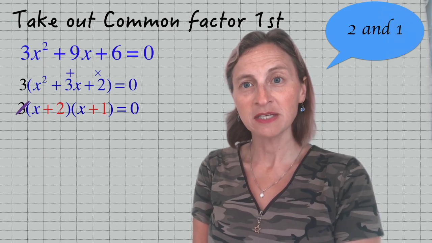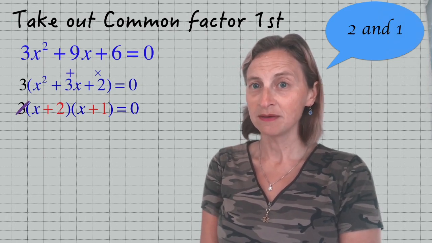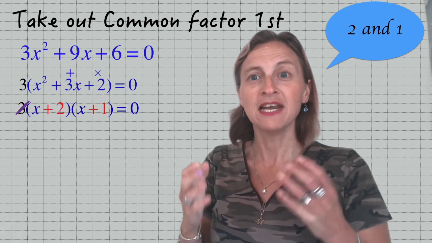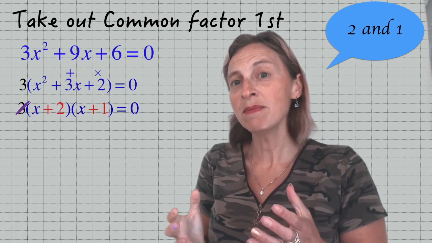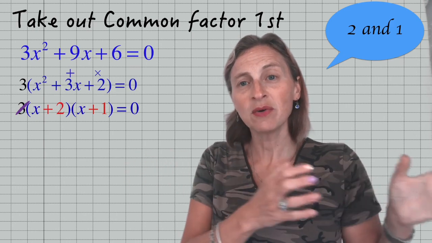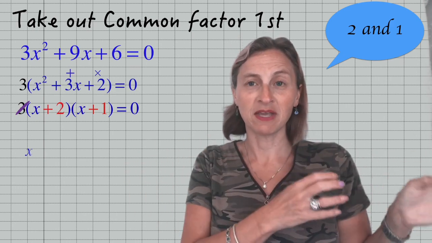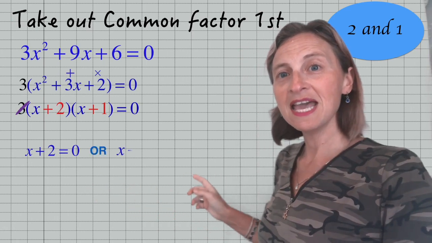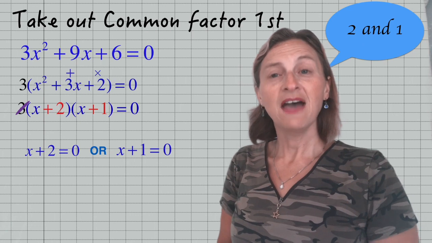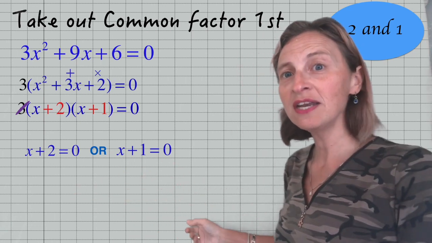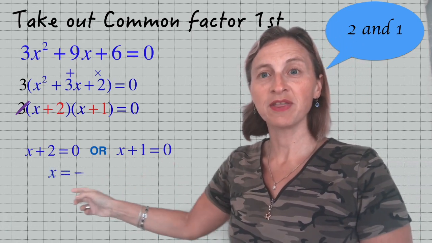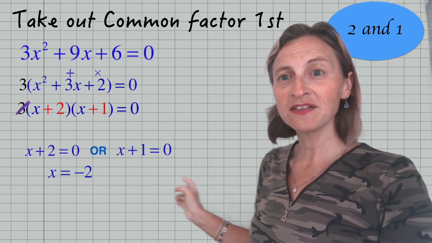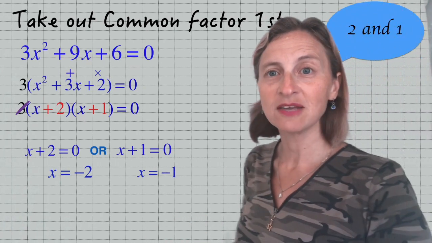We can divide both sides by 3 to get rid of the 3 in the front because we don't really want that there. And then we can write down what's left to solve our quadratic equation, remembering that something times 0 equals 0 or 0 times something equals 0. So x plus 2 can equal 0 or x plus 1 can equal 0. And then of course we need to solve each side. We take the 2 to the other side and we're left with x equals minus 2. And we take the 1 to the other side over here and we're left with x equals minus 1.